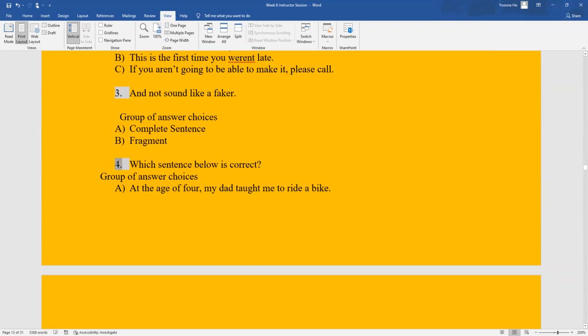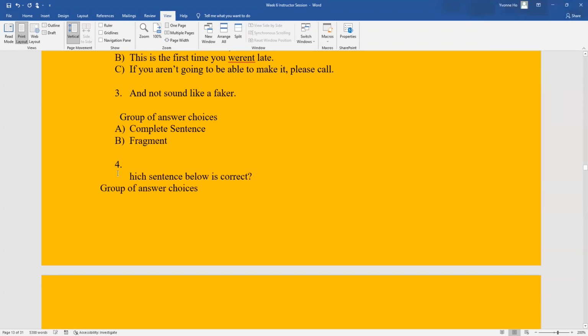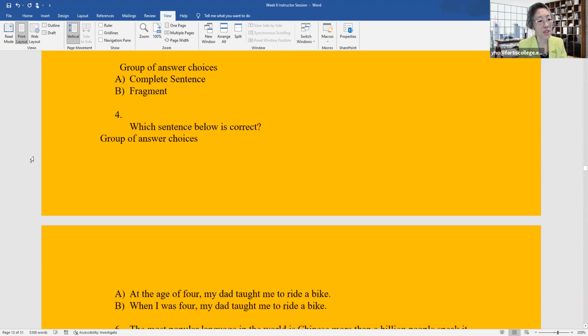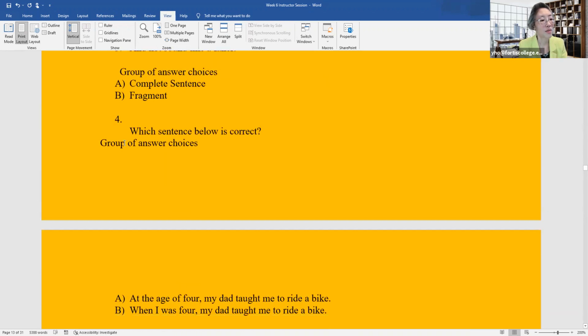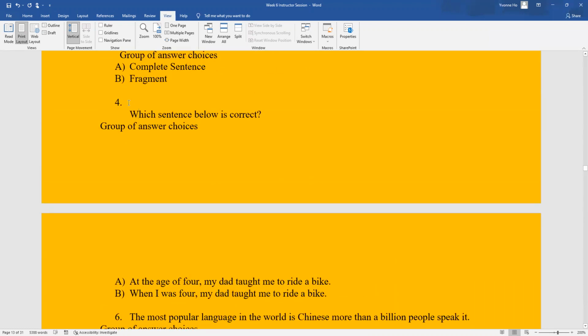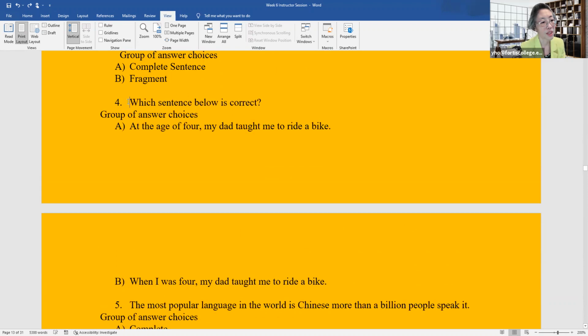I'm going to try to make this on its own. Let's see if this works. Oh, I guess not. All right. I was trying to make it on its own page. Okay. Which sentence below is correct? I just made all the numbers wrong. That's not going to work. Let's see, control Z. All right.